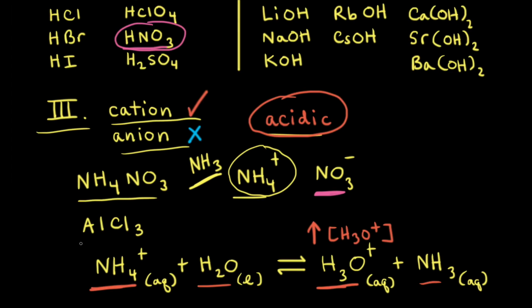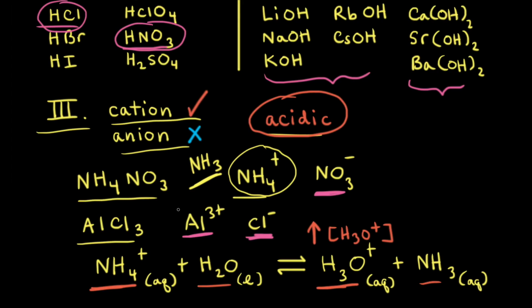As another example, let's consider an aqueous solution of aluminum chloride. Looking at the chemical formula, aluminum chloride consists of the aluminum 3+ cation and the chloride anion. The chloride anion is the conjugate base to hydrochloric acid, which is a strong acid. Therefore, the chloride anion does not react with water. The aluminum 3+ cation is not from group 1A or a heavier group 2A. Therefore, we can conclude that this is going to react with water. So small cations with charges of 2+ or greater can react with water.